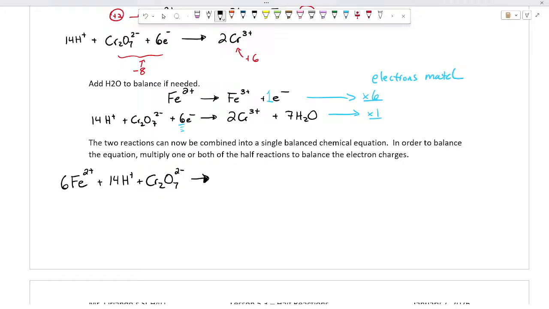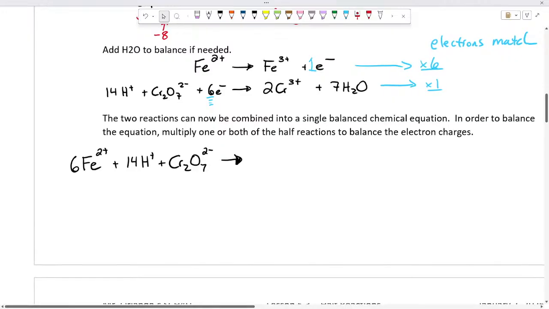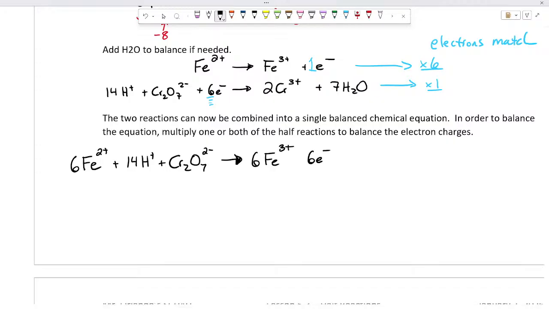Does that make sense? And then what's going to go on the right side? 6 iron 3 pluses. And then again, I could write 6 electrons, but the whole point of doing this is that they cancel. But what can I write? 2 chromiums, and then 7 waters. Oh, what am I doing? And then, of course, we should add our states of matter once we're actually finished.